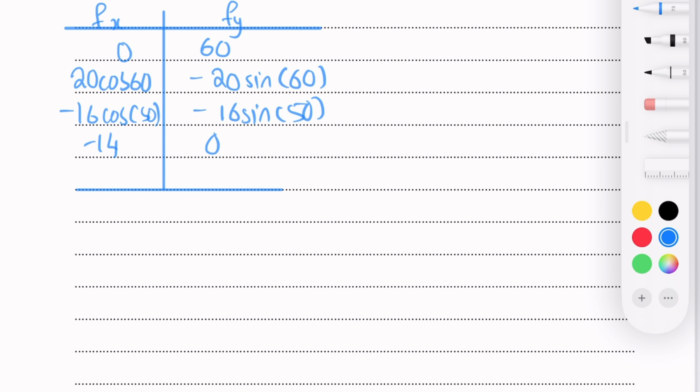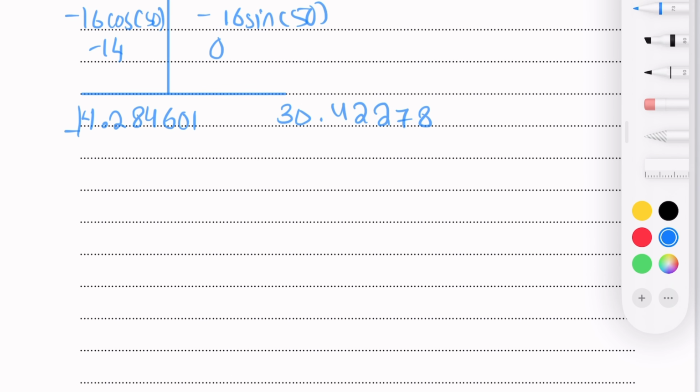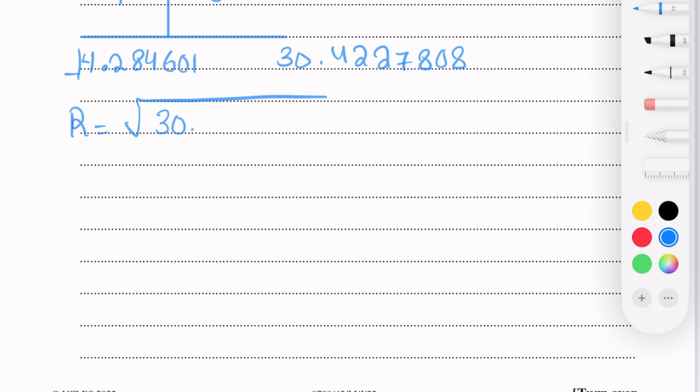Adding all these together, you get 10 minus 16 cosine 50 plus minus 14, and that's going to be negative 14.284601. And then for the y component, you get 60 minus 20 sine 60 minus 16 sine 50, and that's going to be 30.42278. Anyway, using this information over here, we can find the resultant in magnitude, but we also need to find the direction, so that's going to be important later. But we just get the components and use the Pythagorean theorem.